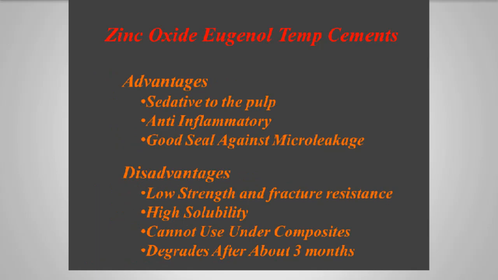As far as the category of ZOE temporary cements, some of the advantages, well, the obvious advantage of anything containing eugenol was sedative to the pulp. A lot of times we create transient hypersensitivities when prepping teeth, and having eugenol-based temporary cement would help to sedate the pulp and allow it some chance to recover without the patient having sensitivity issues. Also decreases inflammation and actually, the ZOE acts as a good seal against microleakage.